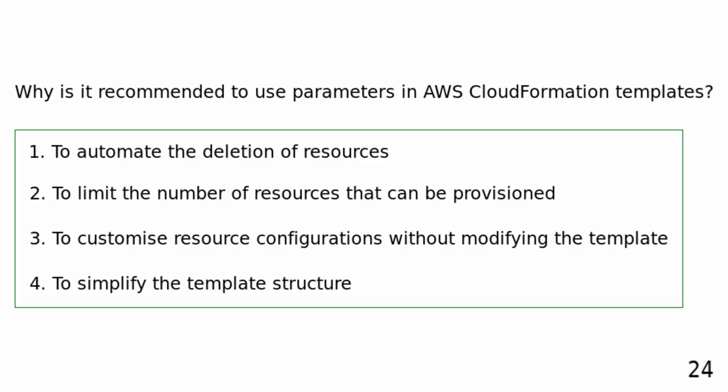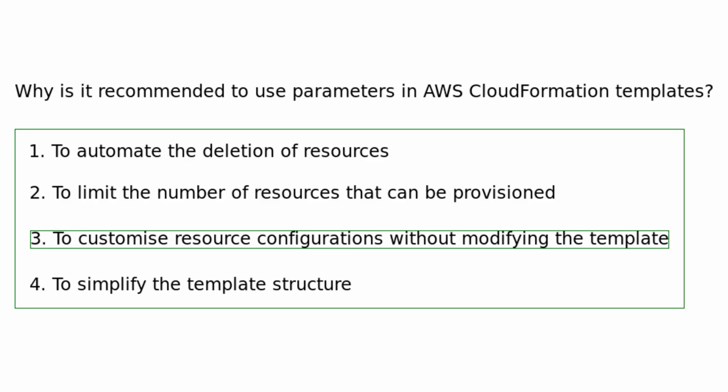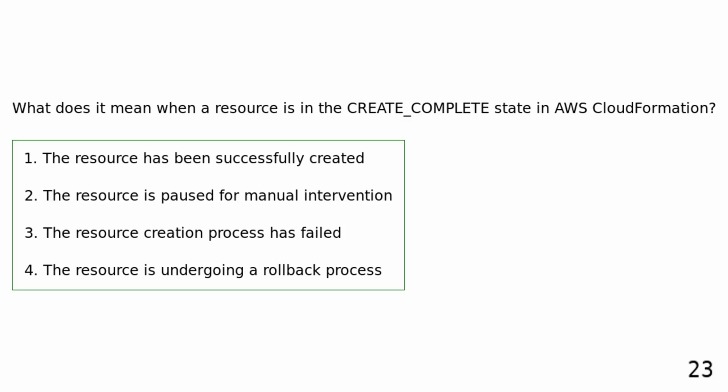Why is it recommended to use parameters in AWS CloudFormation templates? To automate the deletion of resources. To limit the number of resources that can be provisioned. To customize resource configurations without modifying the template. To simplify the template structure. Using parameters in AWS CloudFormation templates allows for customizing resource configurations without having to modify the template itself, increasing flexibility and reusability. What does it mean when a resource is in the create_complete state in AWS CloudFormation?